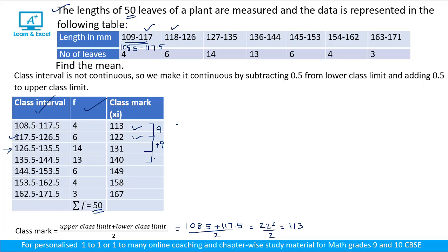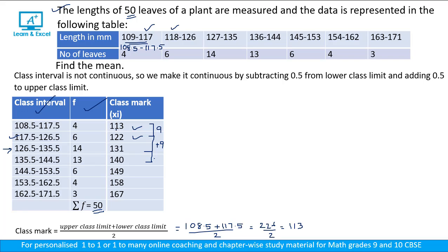If we had used the direct method, then we are going to multiply xi and fi. So we will multiply 113 into 4, 122 into 6. We can see here that the values of xi are large and the frequency is also large, so finding the product is going to be tedious and time consuming. So to reduce the calculations we are going to use the assumed mean method.